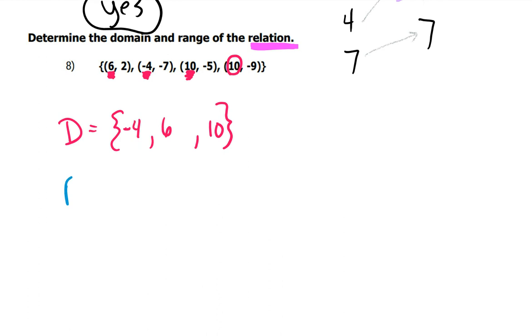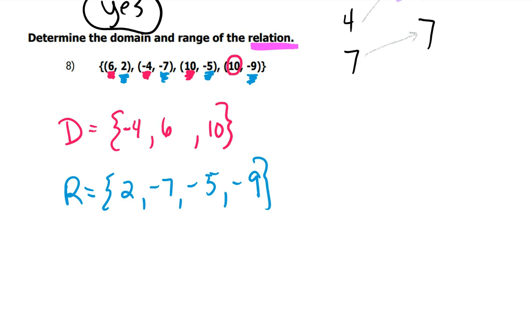And then we've got the range, and the range will be your y coordinates. There's a 2, there's a -7, there's a -5, and a -9. And you can put them in any order that you want. I just put them in the order I see them in. They don't have to be in numerical order, smallest to largest. So, there's your range. And that's all there is to that question.